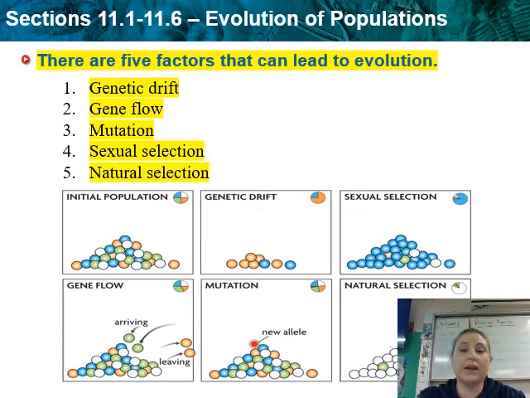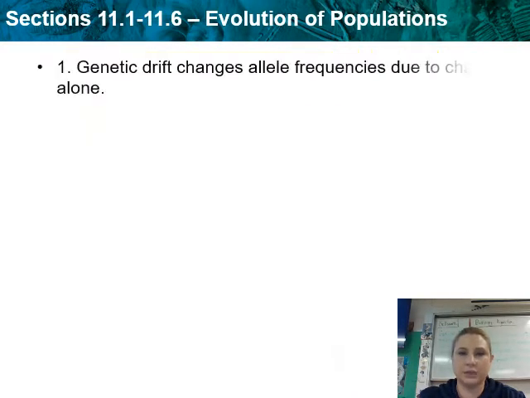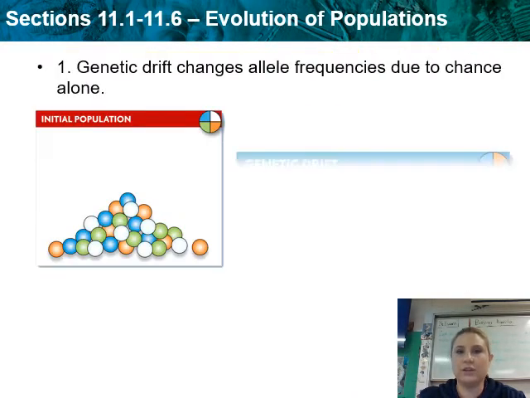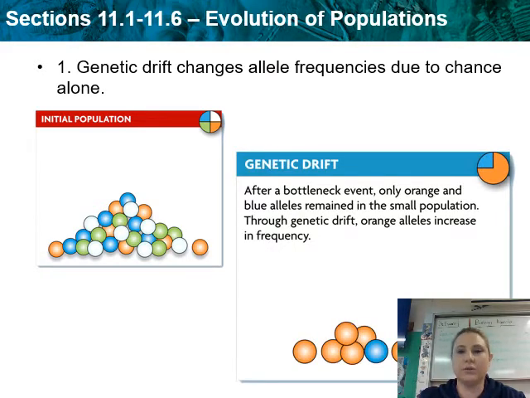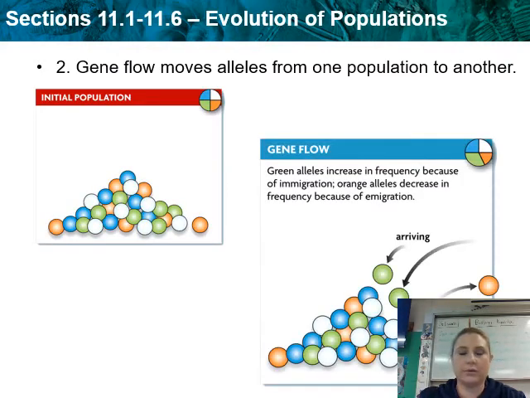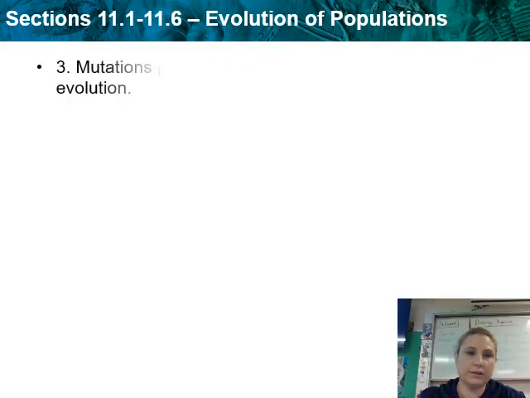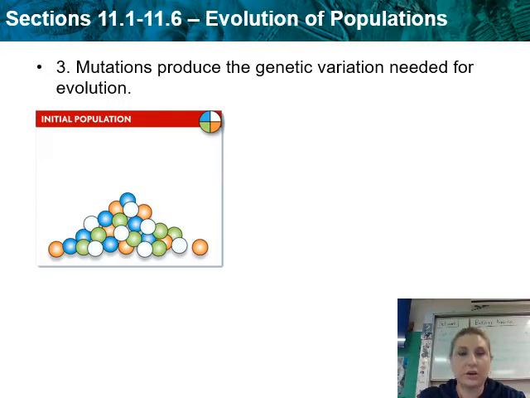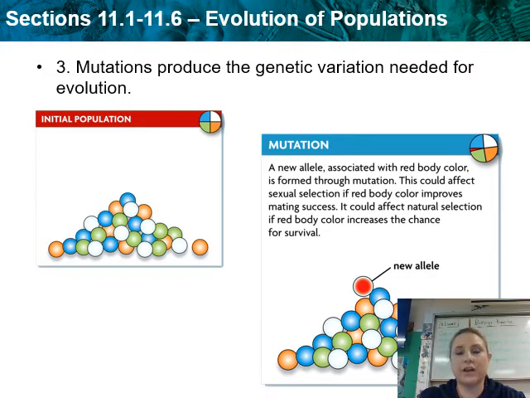Now, we have 5 factors that actually do lead to evolution. We talked about them. We talked about genetic drift, gene flow, mutation, sexual selection, and then last week we talked about natural selection. All of these things can help to lead to evolution. Remember genetic drift? It changes the allele frequencies due to chance alone. Okay. Then we have gene flow, and that's people or animals moving from one population to another. Mutations, our DNA is always changing and provides genetic variation. So DNA changes through either straight up mutations or even through recombination.